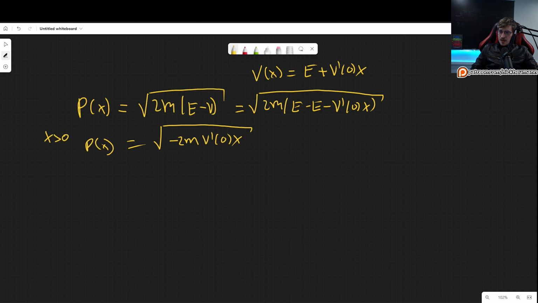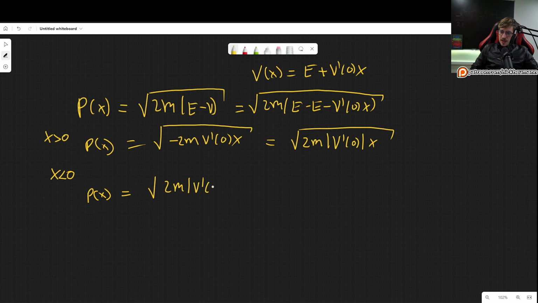So in that case, this is simply going to be a positive number, and we can write this as 2m times the absolute value of this slope times x. Now, in the region where x is smaller than 0, which is of course the non-classical region, our momentum will be the same, but now we can put the minus into the potential again, right? So write this as 2m and then the absolute value of our potential, and then we have x, but x is going to be negative.